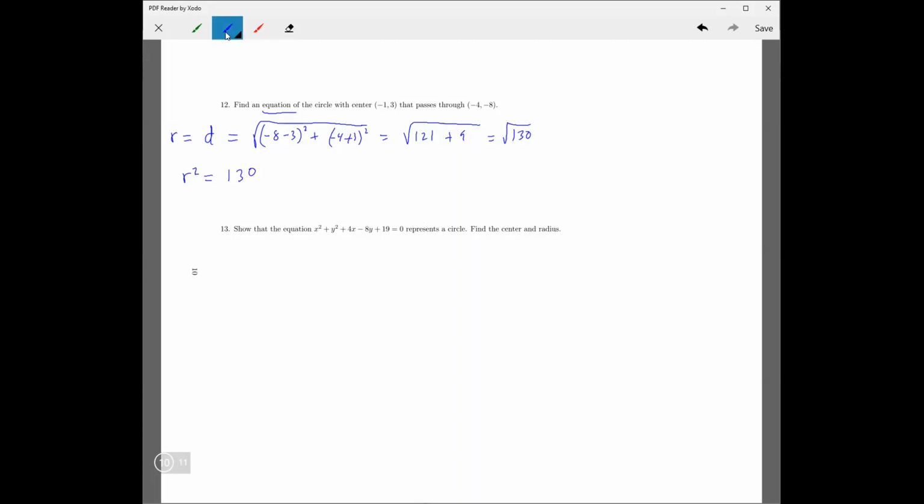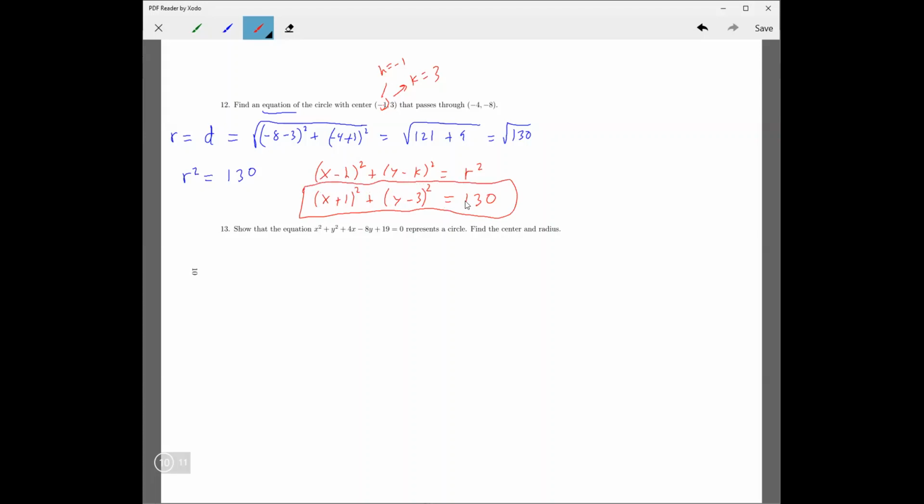Okay, and then we can go ahead and write everything in. Recall the equation of a circle is this. So just substitute everything in. We know that the h is -1, and then k is 3, so that's going to be x plus 1, and then y minus 3, and then over here we have 130. Okay, so I'm just putting in the h and the k, and then r squared right there.